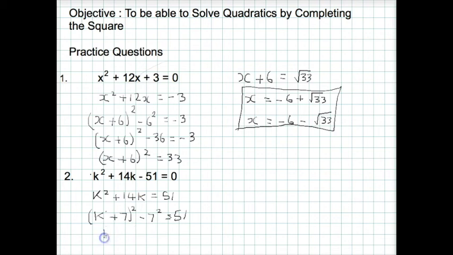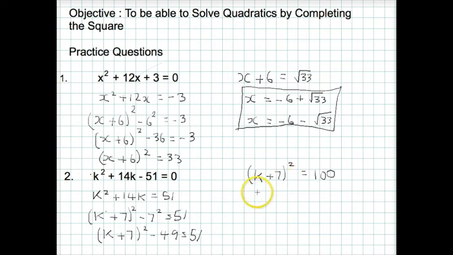Now, if we write that as k plus 7 squared take away 7 squared is 49 equals 51. If we then take the negative 49 over, we're going to get 100. So if we move up to here, k plus 7 all squared is going to equal there a nice round 100. Now, because it looks so simple, the temptation is to leave an answer out. I'll show you what I mean.